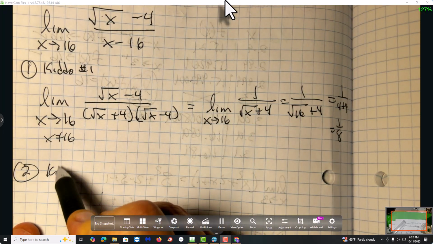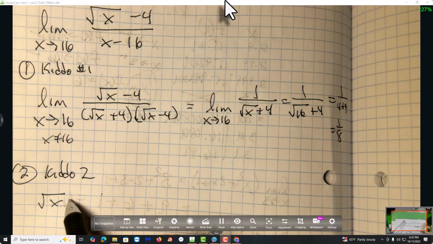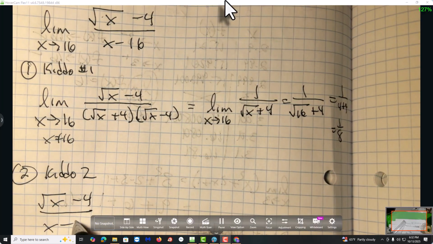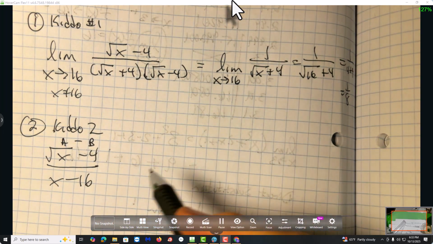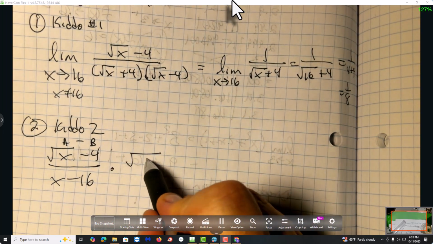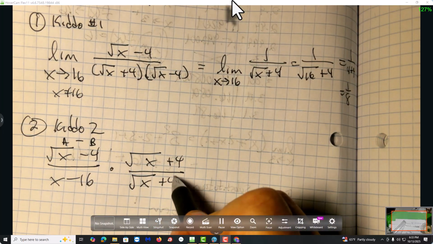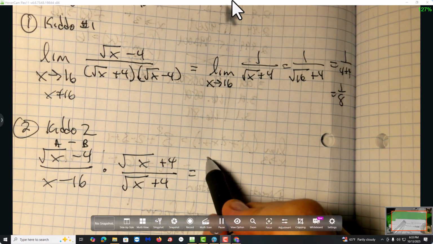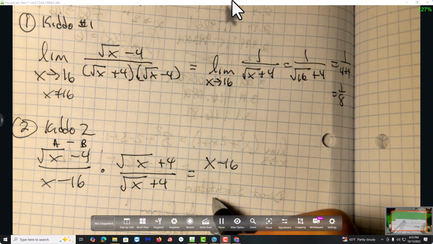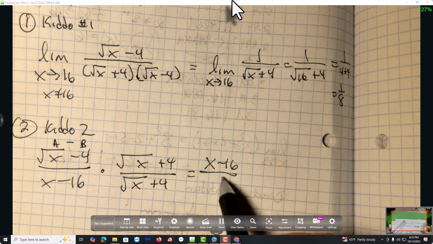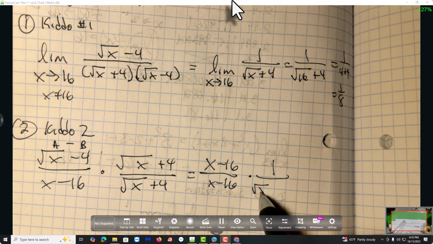Now, kiddo number 2. They say, you know, Mr. Isaac, I don't see that. What I see is this is like an A minus a B. Now, people call this conjugation. It really is a difference of squares approach. So they multiply by root x plus 4 over itself. Now, when they do that, they get root x times root x is x. 4 times 4 is, oh, look, x minus 16. Holy simoleons, this is x minus 16 times 1 over root x plus 4.